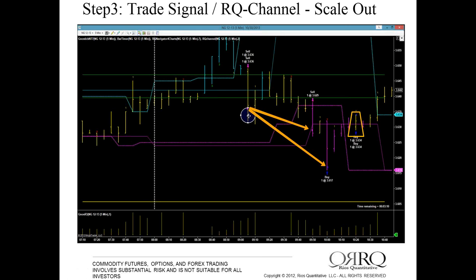So that's almost 2 points, 190. He scaled out, he had a stop up here, and then came out of the other position, and then again came out of the third. So he lost a couple bucks here. He made a couple bucks here, 7 points, and he made just a few points, 2 points here. This is how we scale out.